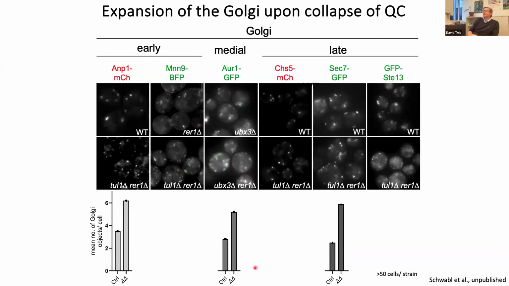So then we went on to characterize what would happen to the Golgi under these conditions when Golgi quality control collapses. And we characterized early, medial, and different late Golgi markers. And for each of these markers, we found that the number of Golgi compartments increased once Golgi quality control collapsed. So early, medial, and late Golgi were more in numbers, suggesting that the Golgi expanded once these proteins started to accumulate on post-Golgi compartments. This is somewhat reminiscent of what happens when the ER is being stressed and unfolded proteins accumulate in the ER. Also there, the cells initiate a response where the ER is becoming larger.